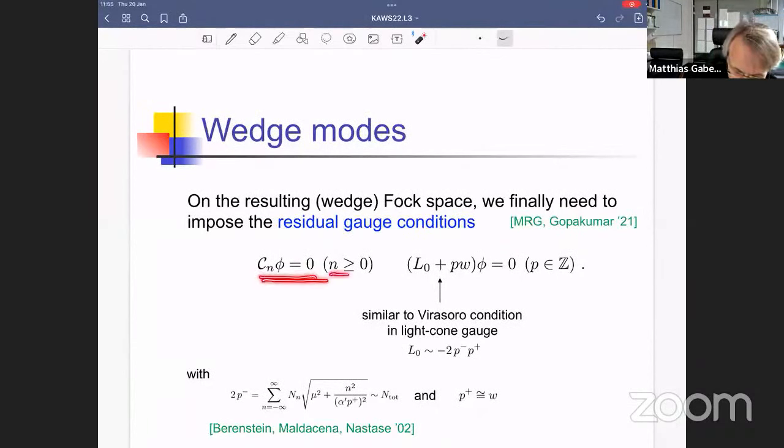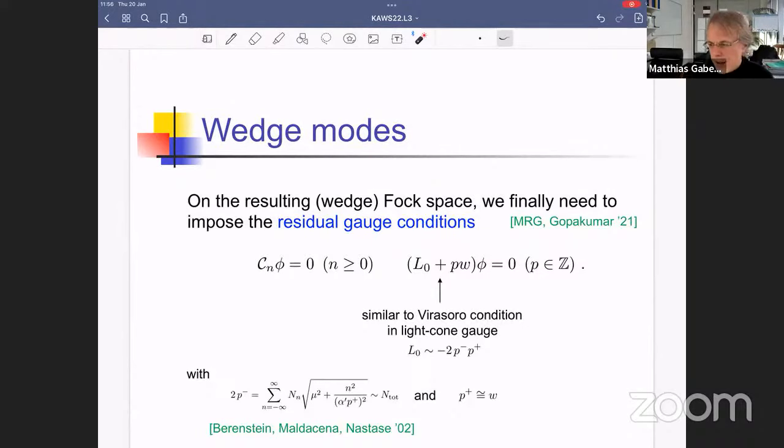And just like always, we demand that the positive modes annihilate any state. And then there should be some sort of mass shell condition, and we claim the mass shell condition will take this form, i.e. the L0 eigenvalue must be a multiple of W when evaluated on that state. There is some sort of BMN-type motivation for it. But again, here we are a little bit on our own. These are postulates. We don't have first principles derivations of any of these facts.